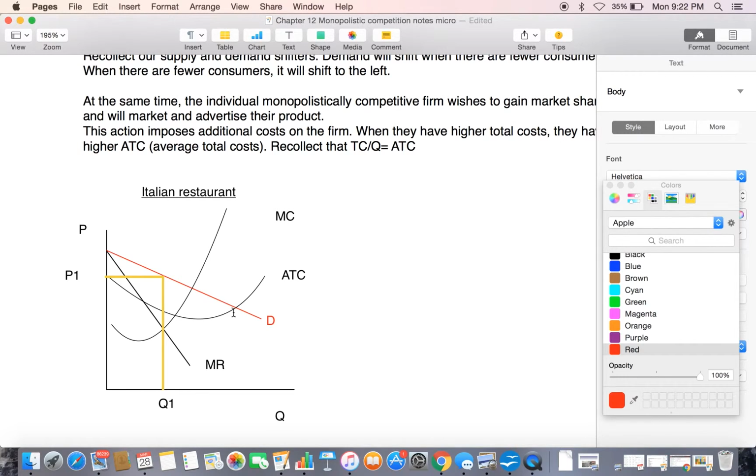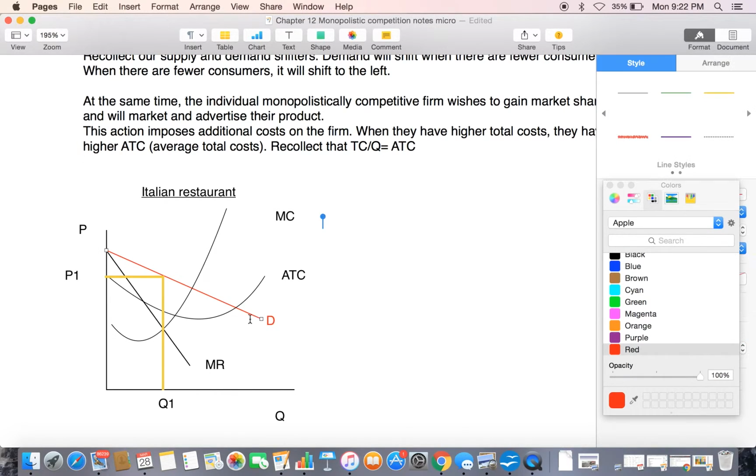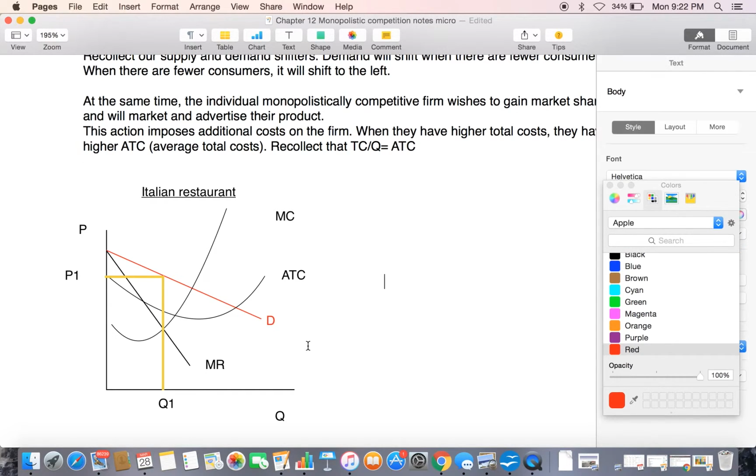So something to notice about this demand curve and marginal revenue curve versus the monopolist's demand and marginal revenue curve. In the monopolistically competitive model, we'll often see that the demand and marginal revenue are much flatter than for the monopolist. This flatness represents the elasticity of demand for the monopolistically competitive firm being much higher than the elasticity of demand for the monopolist. Recollect that elasticity of demand is the change in quantity demanded given a change in price.